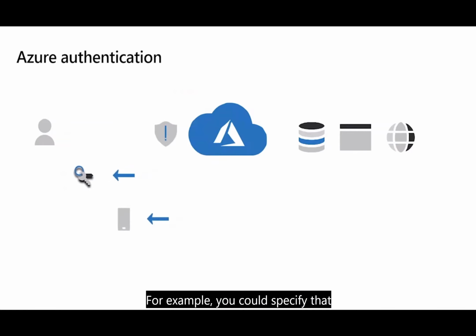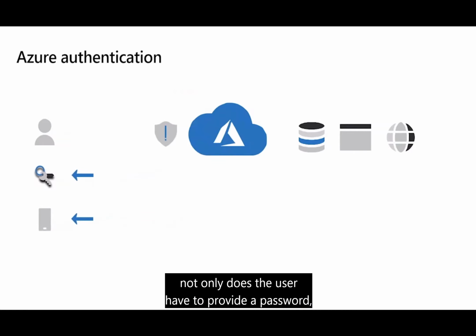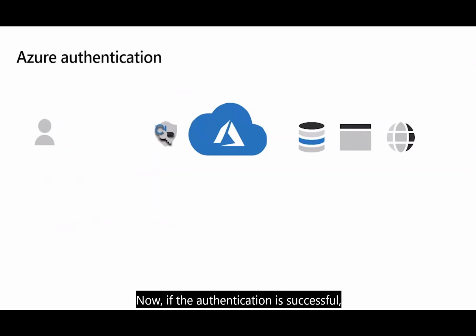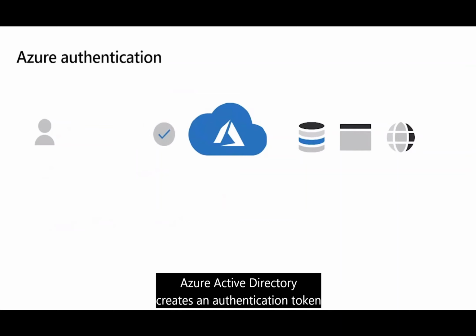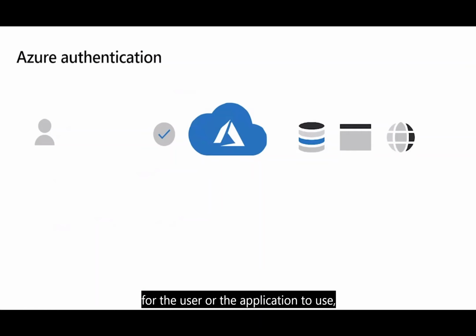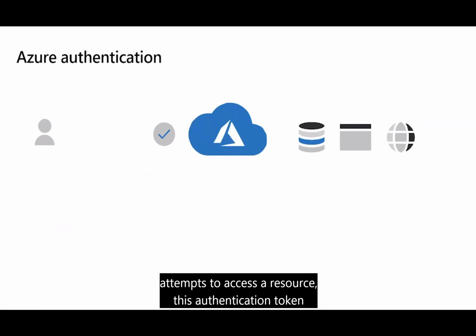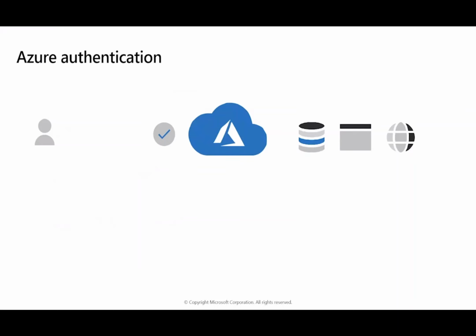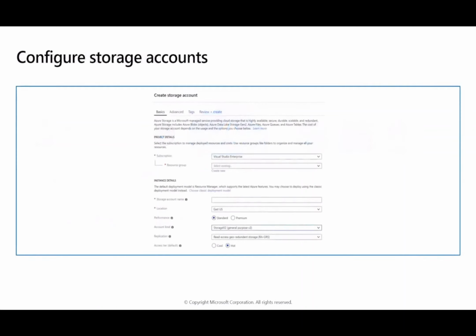For example, you could specify that not only does the user have to provide a password, but they also need to respond to a text or a phone message sent to their mobile device before authentication. Now, if the authentication is successful, Azure Active Directory creates an authentication token for the user or the application to use. Which means when that user or application attempts to access a resource, this authentication token is passed as part of the request to the service, and the token is then used by the service to authorize the access to that resource.